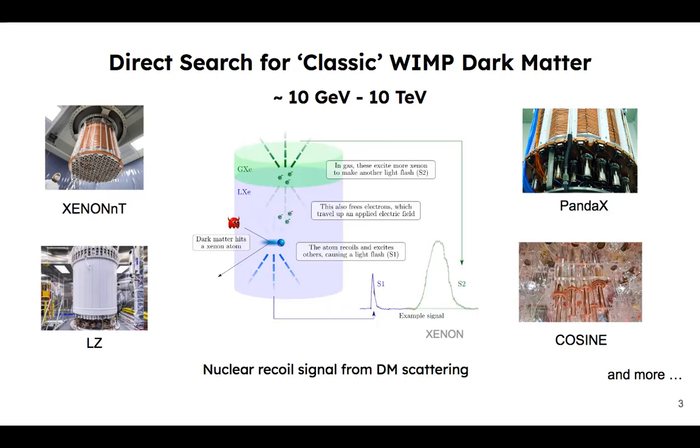So xenon is used because we are trying to look for dark matter in this heavier mass range. It's good to have a heavy nucleus so that the energy exchange between the dark matter particle and the nucleus in the detector is efficient. And that happens when we have comparable masses. Xenon is also a noble liquid, easy to handle. So that's why we use xenon.